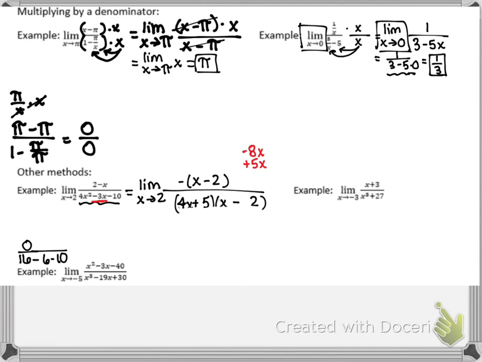And now we can go ahead and cancel out the factor of x minus 2. That leaves us with the limit as x approaches 2 of negative 1 over 4x plus 5. To evaluate, we merely plug in the 2 for x, and our limit equals negative 1 over 13.